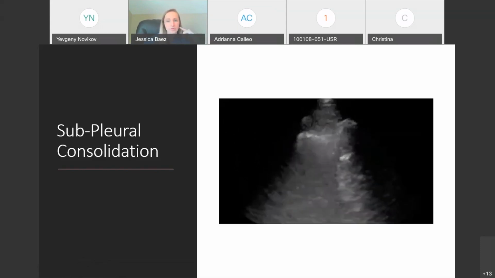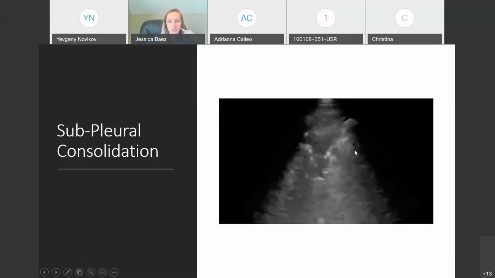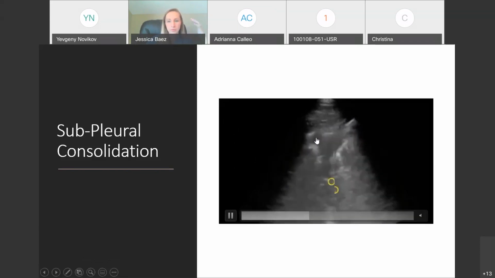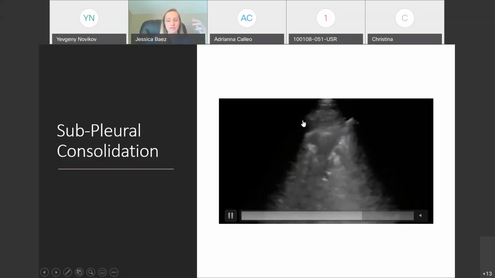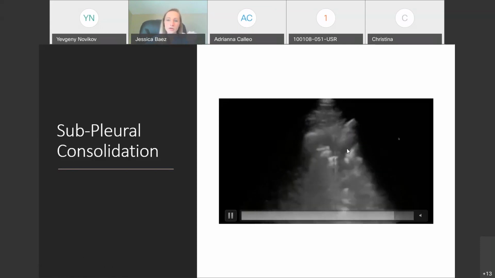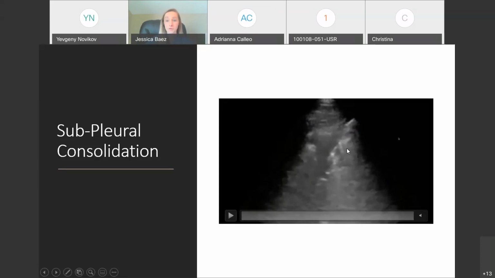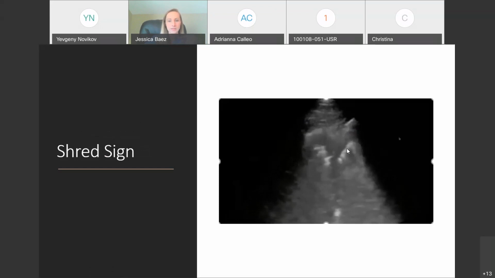So here's an example of that. You see this tissue coming into view here. That is not the straight pleural line that we saw earlier. So something is developing right here. This is early consolidation or is associated with viral pneumonias. The other thing that you see on this video is something called the shred sign, which is when your pleural line just looks like it's shredded. So it looks kind of like this. That's also suggestive of a developing consolidation in that area.